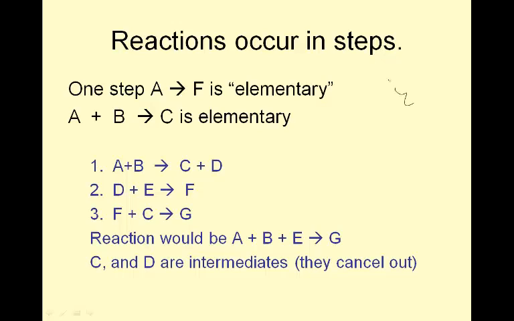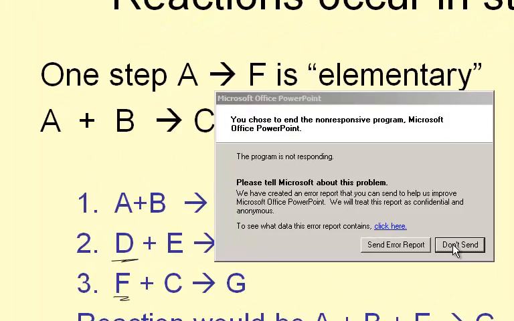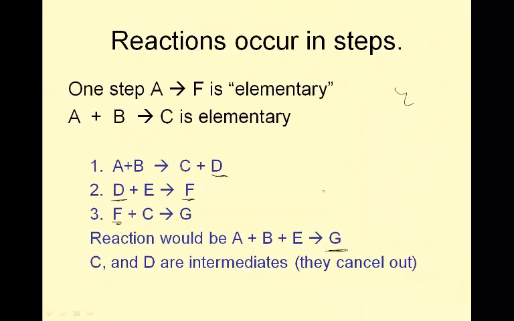Here we go. So A to F is elementary, that means one step. A plus B to C is elementary. But if I'm trying to make G, in order to make G, I have A plus B makes C plus D. And then D plus E makes F. And then F plus C makes G, then the overall reaction will be A plus B plus E yields G. Notice how these are three steps. This is not elementary.